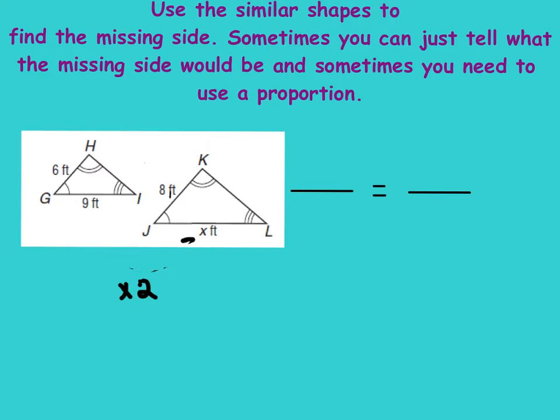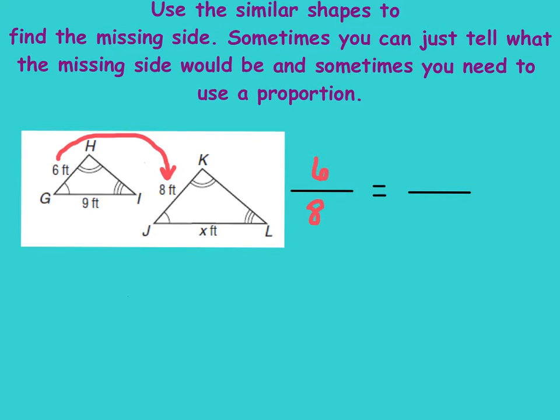However, on this example, that side is not 12, it is an 8. And so trying to go from a 6 to 8 with multiplication can be just a little bit difficult. So what we're going to do is set up a proportion instead. We're going to take one side from the first triangle and match it up with the same side on the second triangle. So the 6 would match up with the 8.